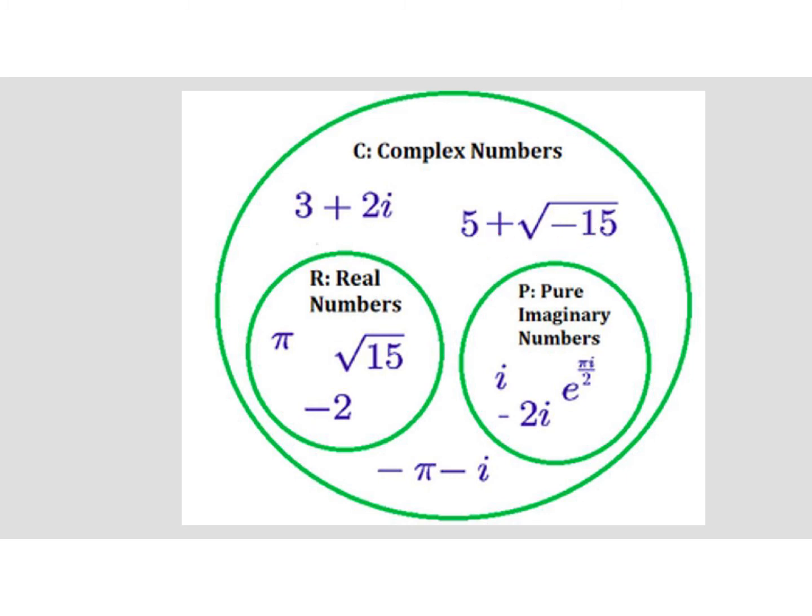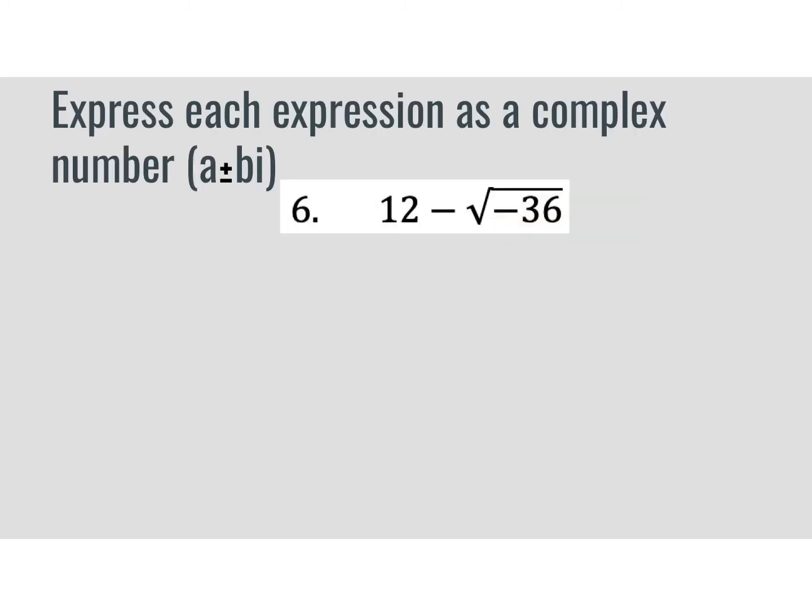Those are complex. So we're going to express each of these as a complex number in this form of a plus or minus bi. So I'm looking at this right here, and I can break down root of negative 36, this again would be negative 1 times 36. So this becomes 6i, and we copy the first part. And I look and see if I can simplify this any further. They are not like terms, so I am finished. This is a complex number, and it matches this form.